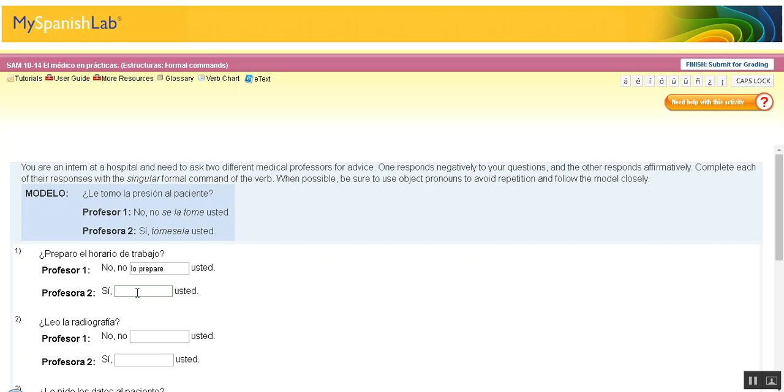And then C, so again, I have preparar. The yo is an O, and the opposite ending would be an E. Now, because this ends in a vowel, it's getting stressed on the A. So when I add my lo here, it's added an extra syllable, and the stress would now be falling on the E. So to maintain where the original stress fell, I have to put an accent here. Prepárelo, okay?